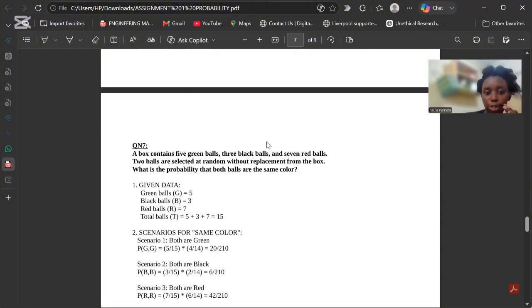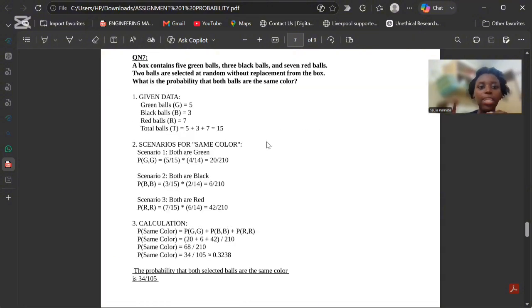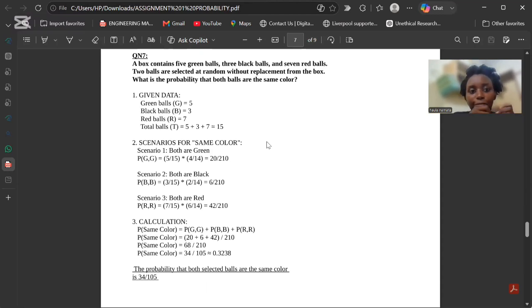Then moving on to question 7, we were given a box that contains 5 green balls, 3 black balls and 7 red balls. So we were given that 2 balls are selected at random without replacement. That is very important. From the box, what's the probability that both balls are of the same color?